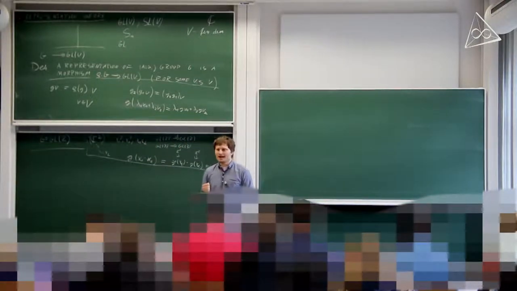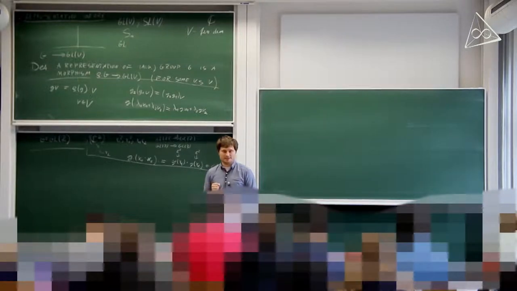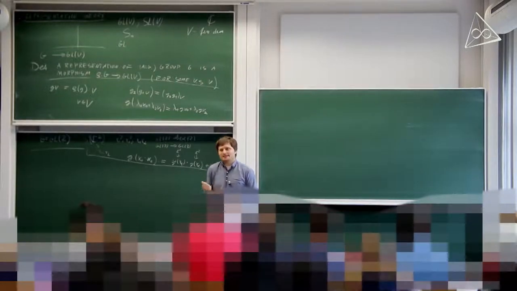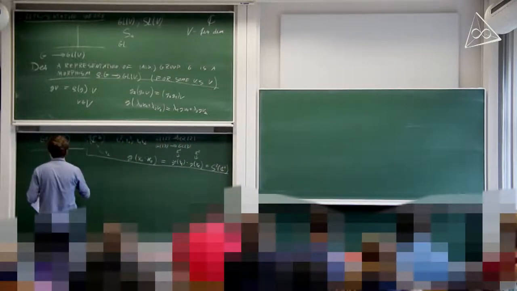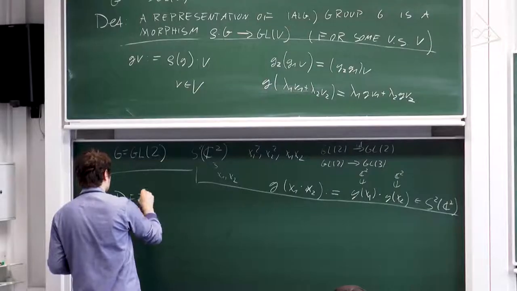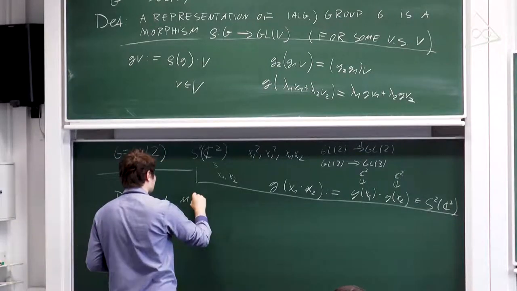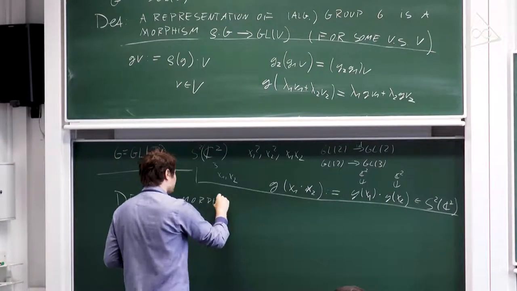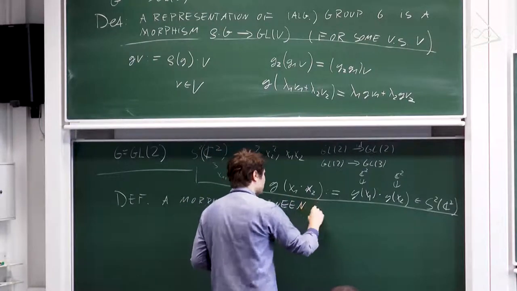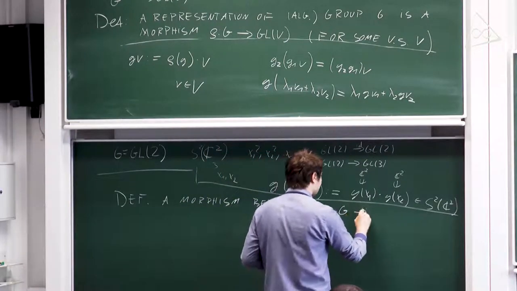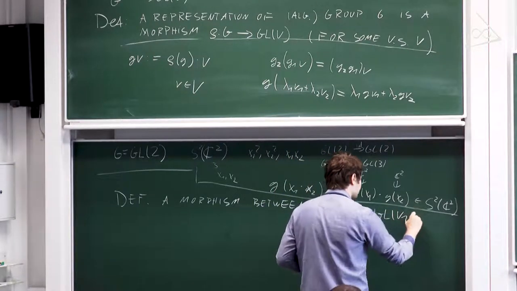Okay. Now, each time we introduce a new object in mathematics, we often ask what are the morphisms among these objects? What are the maps? And this is known as category theory. So now the next question is, how do we make a map between two representations? So we take a morphism between two representations, rho one and rho two, of the same group, but maybe different spaces.